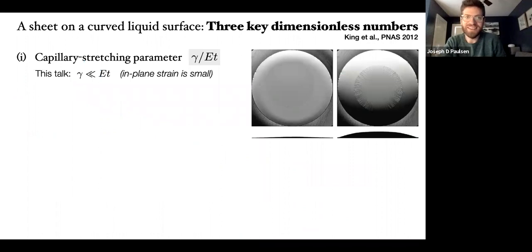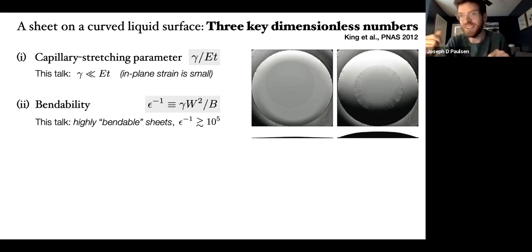Let me tell you what these dimensionless numbers are now. So briefly, there's a capillary stretching parameter that compares how much stretching surface tension is doing to how resistant the material is to stretching. So E is the Young's modulus, T is the thickness. Together they make what's called a stretching modulus. Gamma over a stretching modulus is one dimensionless number in the problem.